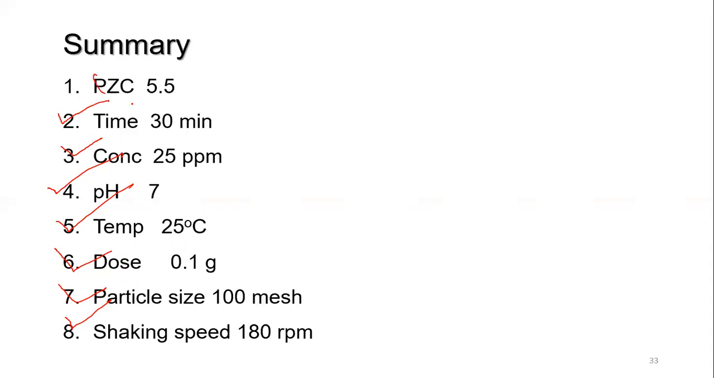What about this one? This is just a characterization of your material. Okay, that's not something you can optimize. That you have to characterize. You have to check what the pH is. But these are the conditions that you have to optimize. Find out the optimum value for that. And I think that is enough for today.